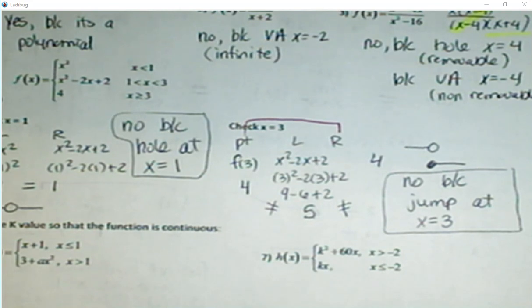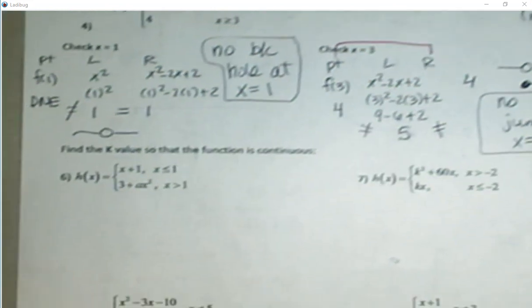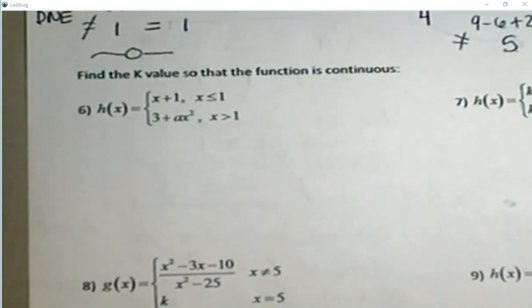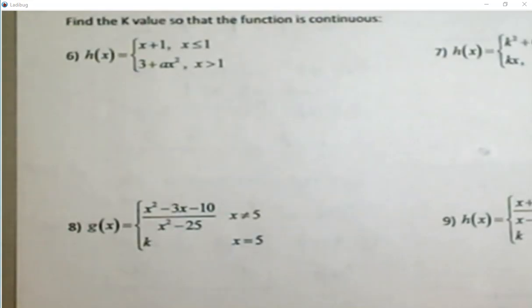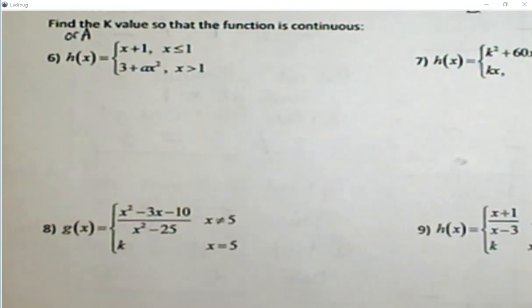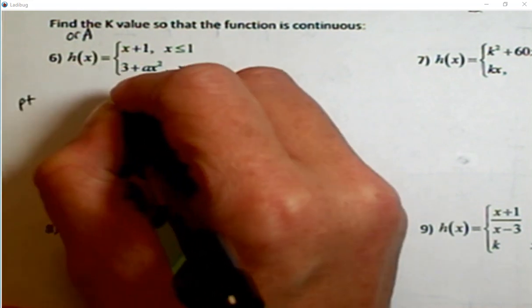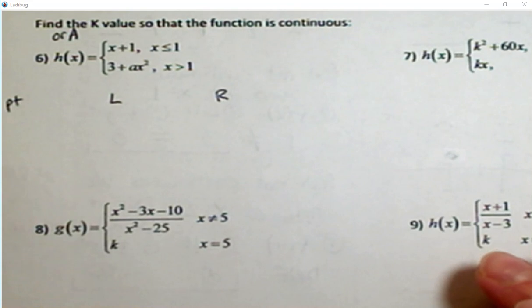Okay, now, second type of question we're going to do. Given that the function must be continuous, all three parts equal, find the missing value. So I'm going to zoom in here, and I'm going to do 6 and 8, and I'm going to let you guys do 7 and 9. Okay, find K or A so that the function is continuous. That means the point, the left, and the right, they all have to equal. Have to. That's the only way to make this continuous.